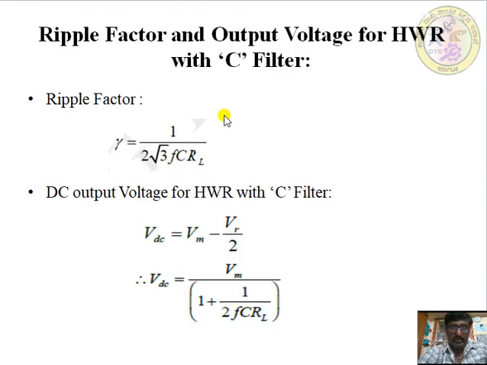The formula for the ripple factor is gamma equal to 1 divided by 2 root 3 Fc RL. This is the formula for the ripple factor for the capacitor C filter. The DC output voltage of the half wave filter is VDC equal to Vm minus Vr by 2. Therefore VDC is equal to Vm divided by 1 plus 1 divided by 2 Fc RL.